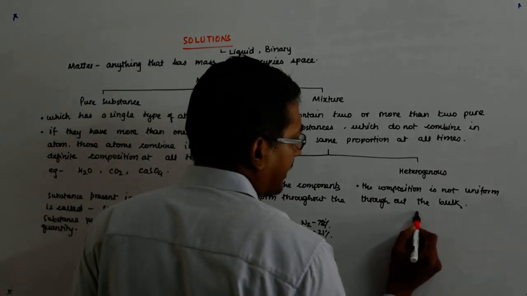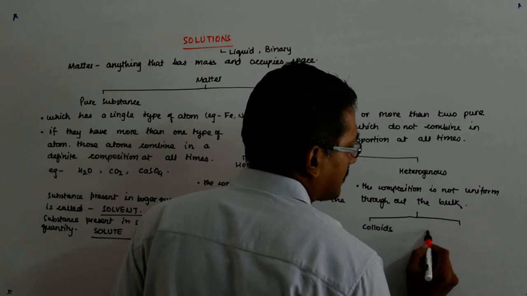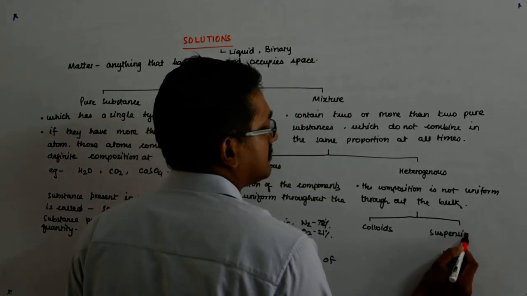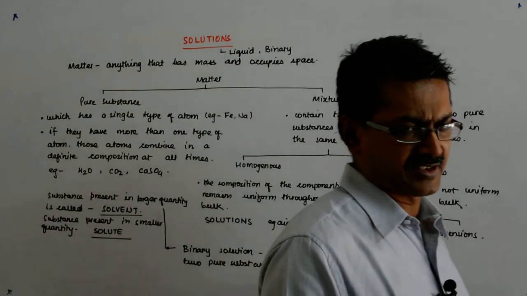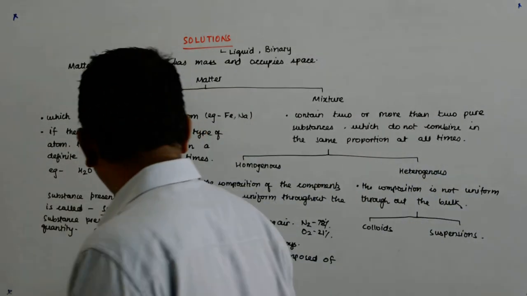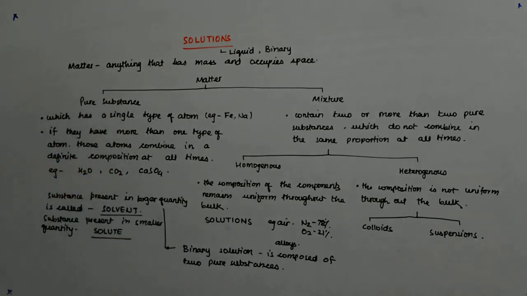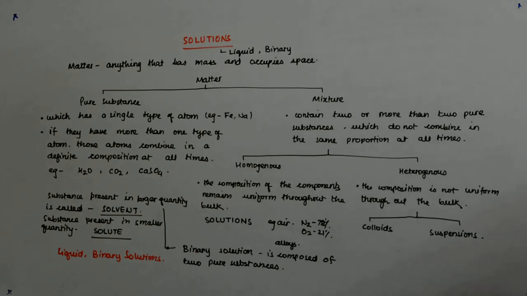And in heterogeneous mixtures, we had again seen that we have colloids and then suspensions. But these are not currently the subject matter of our study. Colloids will come in our fifth chapter, surface chemistry, where we'll do some extensive study of colloids. So here, in this chapter, we are dealing with liquid binary solutions. There has to be a liquid solution, and it has to be a binary solution.